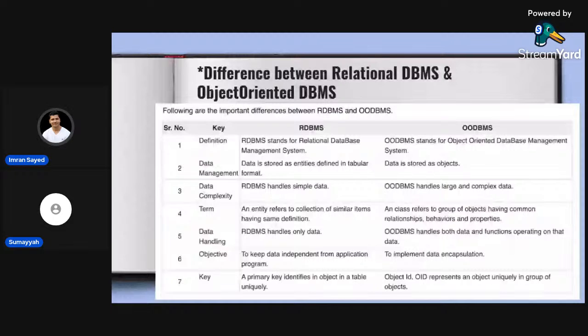So again, a recap: in RDBMS, data is stored in entities in tabular format. Here, data is stored as objects. This handles simple data, this handles complex data. Here you have to describe what an entity is, here you have to describe what a class is. RDBMS only handles data, this handles both data and functions. This keeps data independent, this ensures data encapsulation. Here, this is the primary key. This is where you have the object ID. Do you want to go through this before we recap?